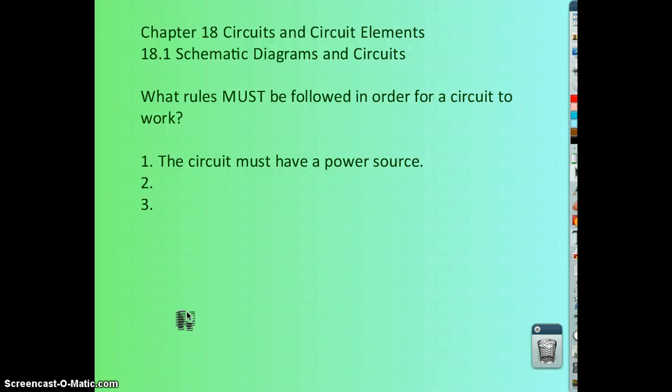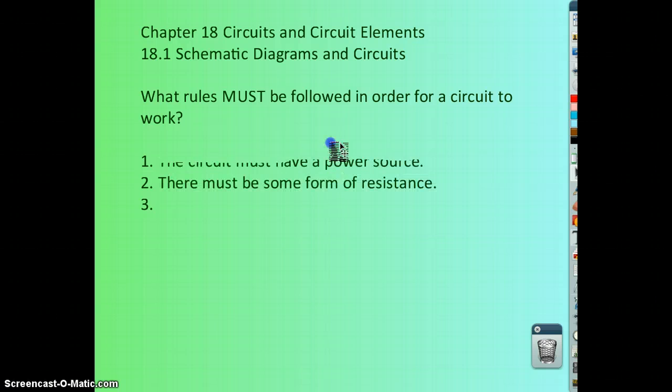Your book may call this an EMF, an electromotive force, because an electromotive force pushes the electrons through the circuit. Examples could be your AC power outlet in the wall, could be a battery, could be a capacitor. These are all power sources. They supply voltage.